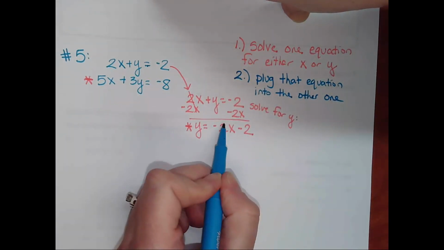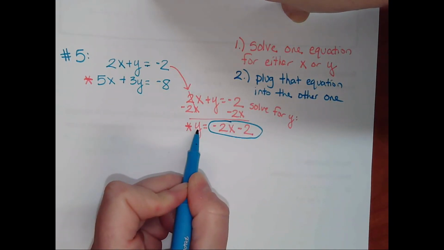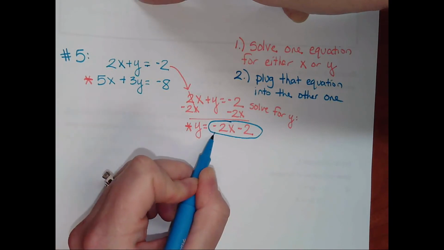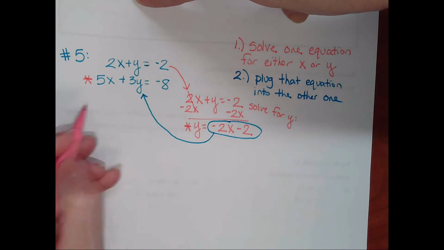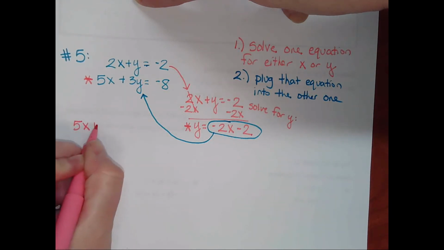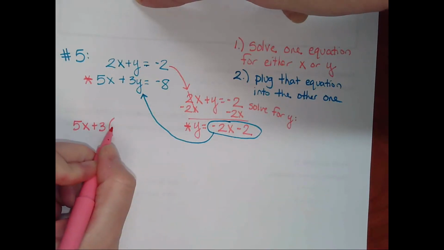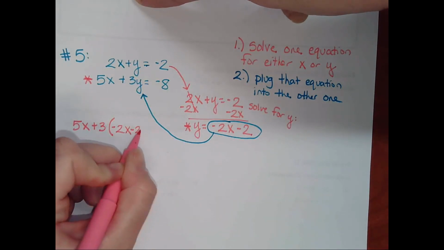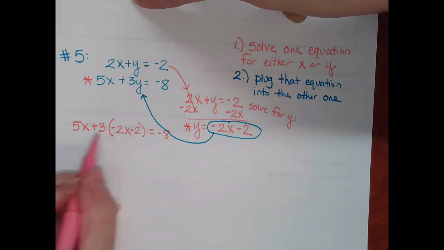So I'm going to take the -2x minus 2 and substitute it in for y. I'm going to take the y away and substitute -2x minus 2. So now I have 5x plus 3. Remember, when you substitute in, you take the y out, and the -2x minus 2 gets plopped in, and that equals -8. After you plug it in, now you're going to solve for the variable that you have in your equation. And look here, I have only x's, which means I'm going to end up solving for x.